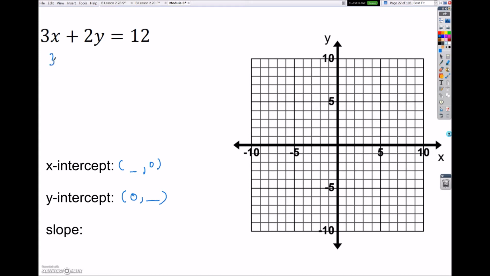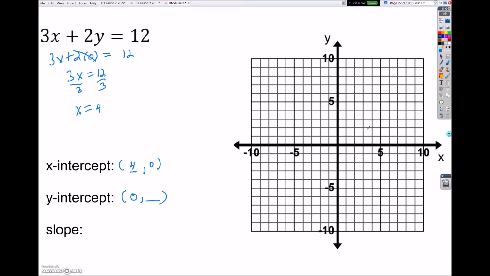This will look like 3x plus 2 times 0 is equal to 12. From the other videos, you should know we can just ignore that now because I'll be left with 3x is equal to 12. I'm going to divide both sides by 3 to get x is equal to 4. So that's the mystery number right here.